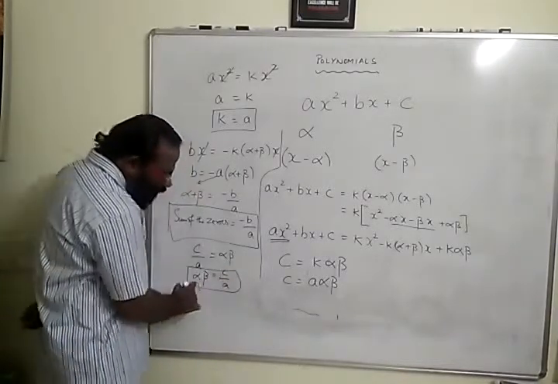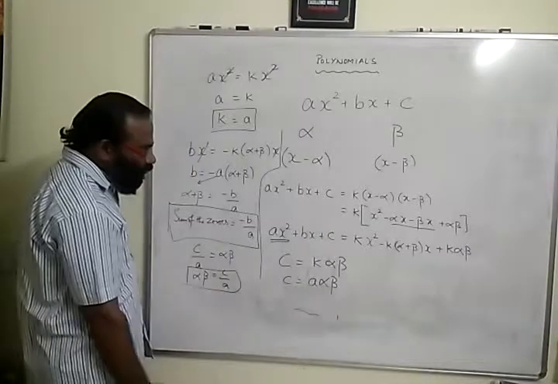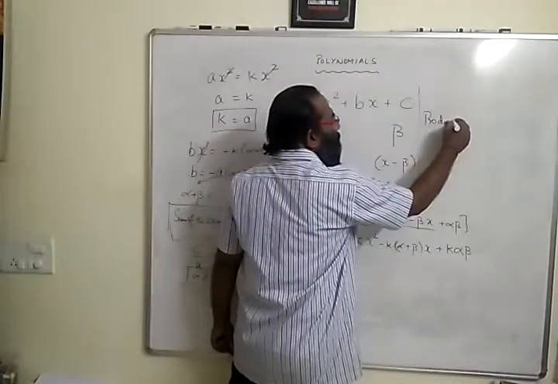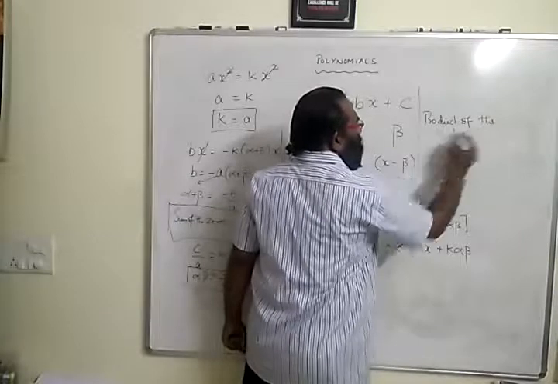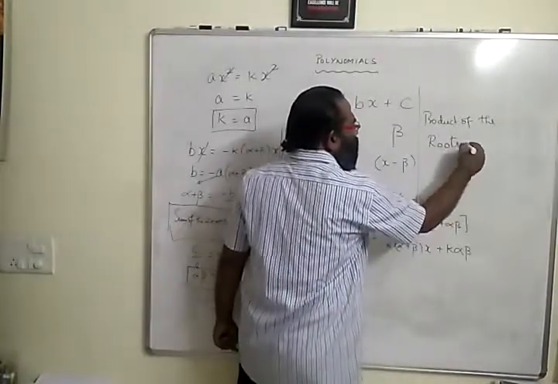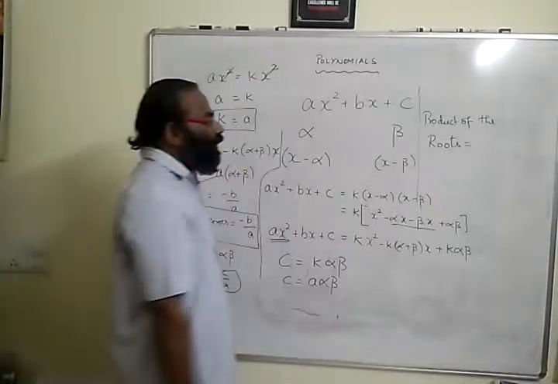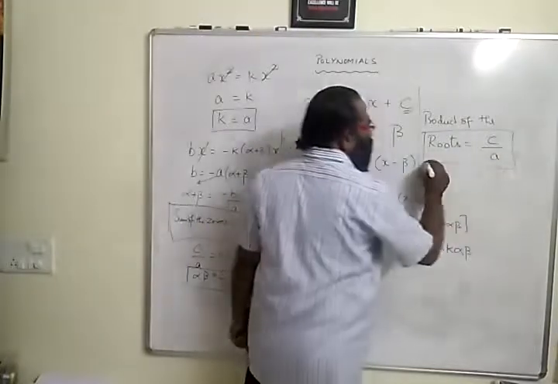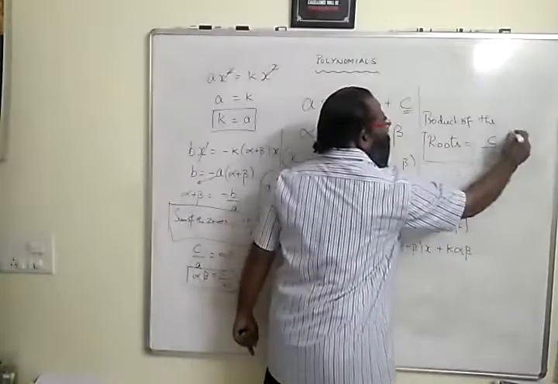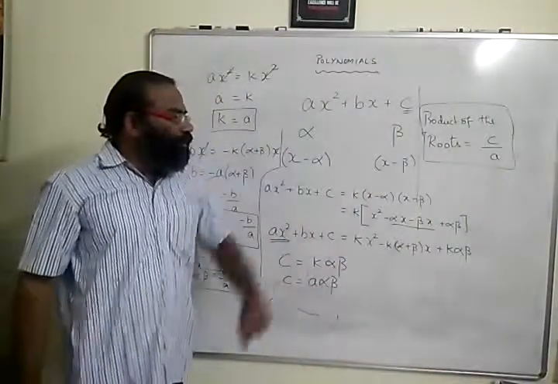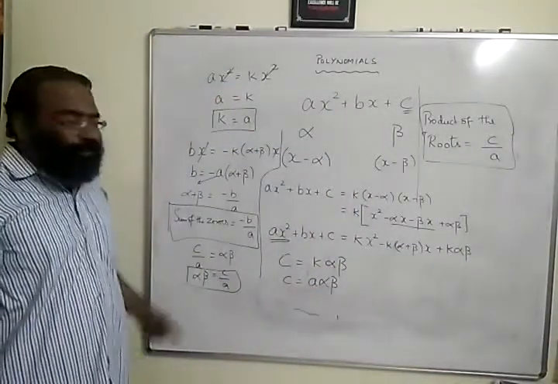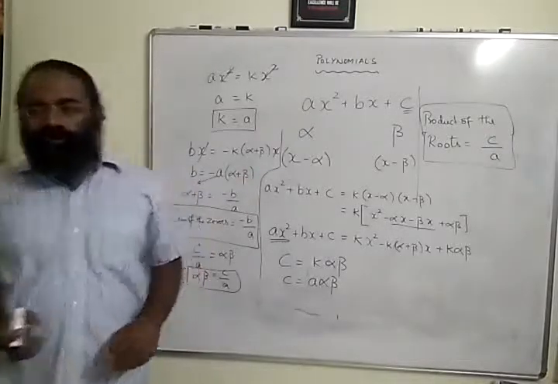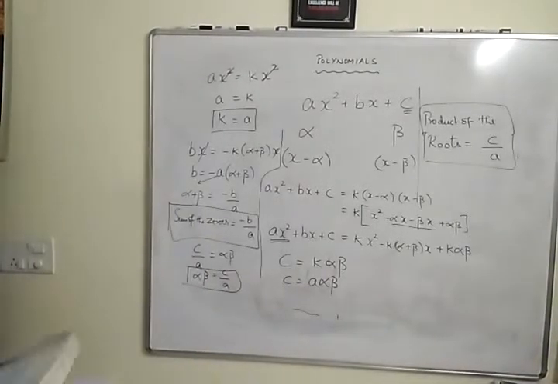Now, what is alpha beta? That is the product of the roots. So I can say the product of the roots is equal to c by a. c is the constant term divided by the coefficient of x squared. So you need to keep this in mind. The sum of the zeros is equal to minus b by a, and the product of the roots is equal to c by a. Now let us do a problem using this.